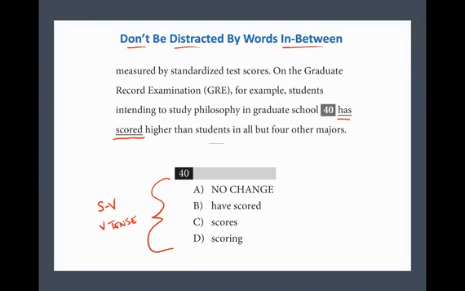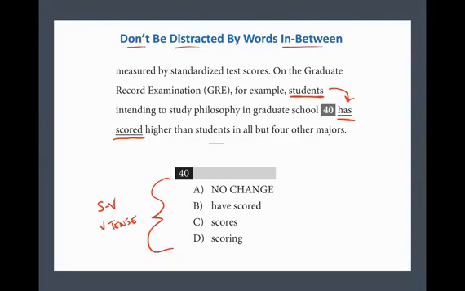Well, if you look closely at the sentence, who is scoring higher is the students. The students. So I have a plural subject, and I need a plural verb. If I say "students has," does that sound correct? Students has? No. That would be if one student, a student has. I have plural here, so I need to go with a plural verb.